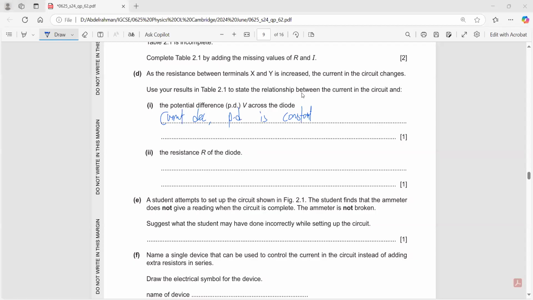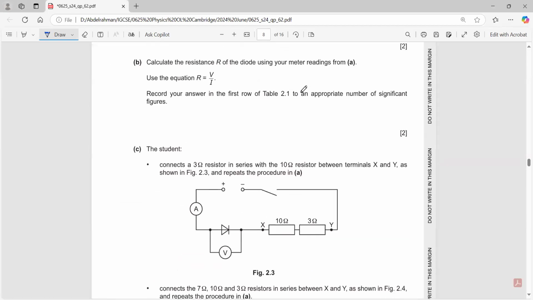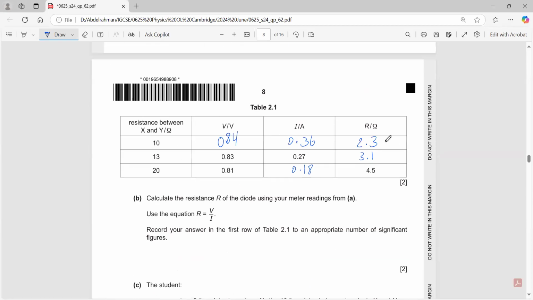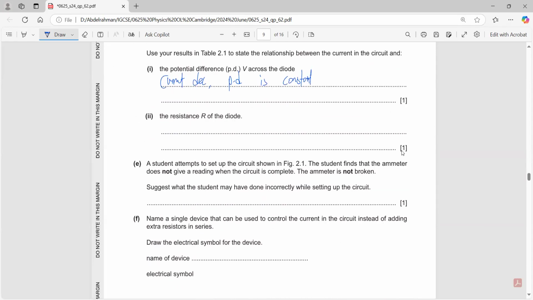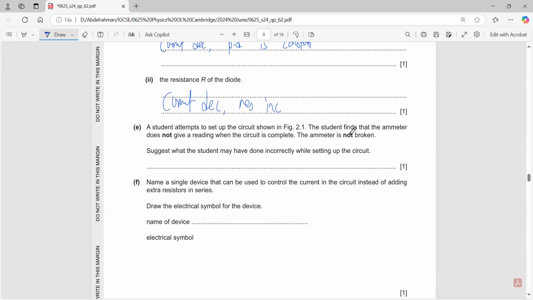Okay, the resistance of the diode. So let's check the resistance. As the current decreases, the resistance actually increases. So as the current decreases, the resistance increases.